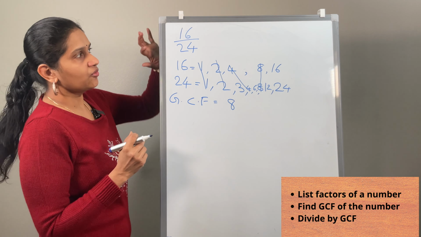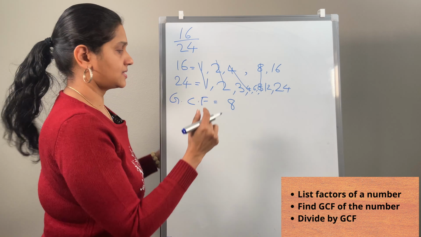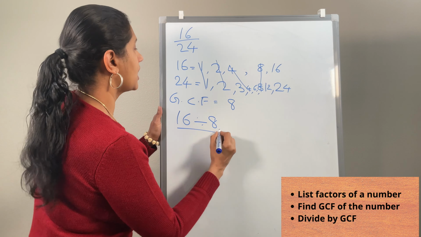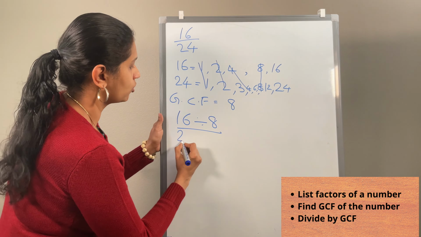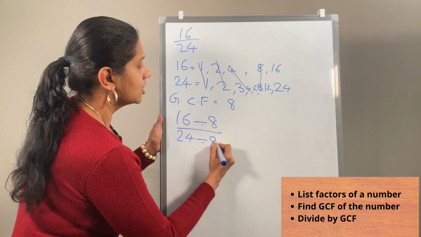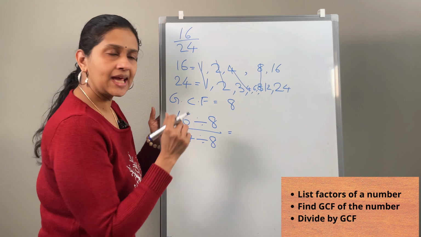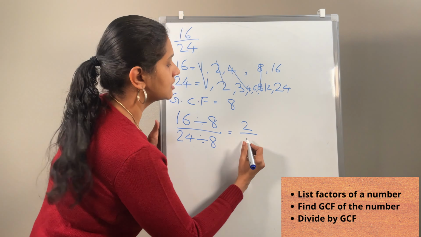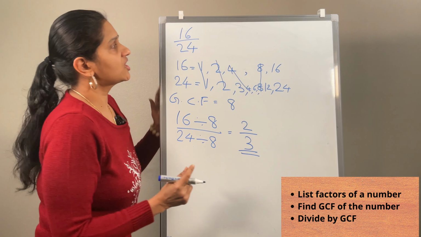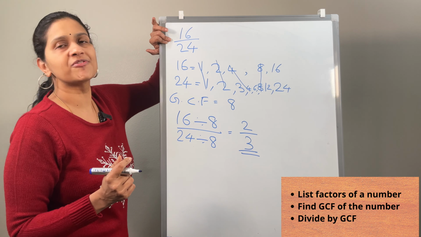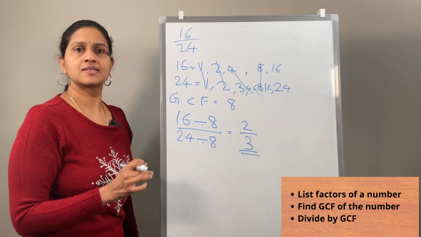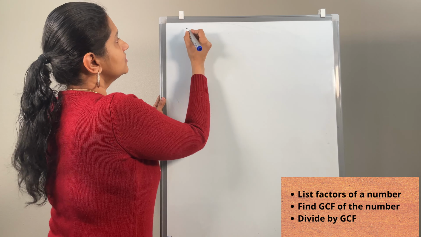Third point, divide these numbers by the GCF, which means divide 16 by 8 and 24 by 8. What is 16 divided by 8? It is 2. What is 24 divided by 8? It's going to be 3. So what is the simplified form of 16 by 24? It is 2 by 3. That is the simplifying of fractions.